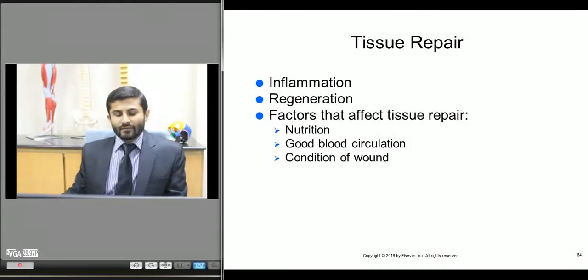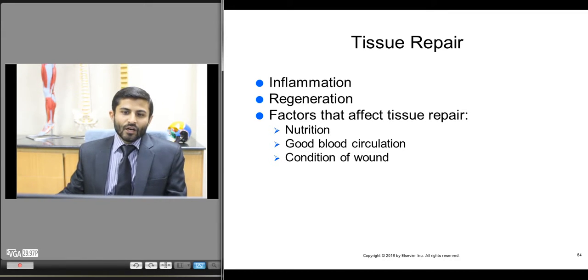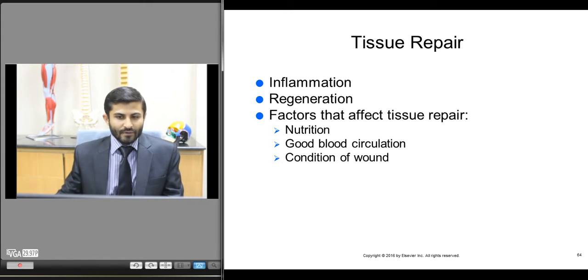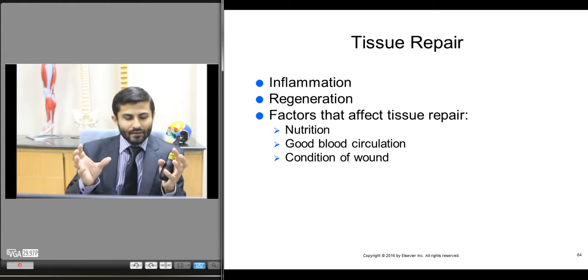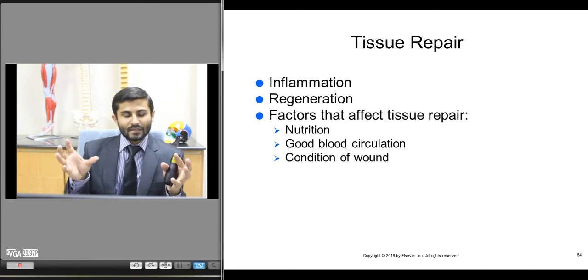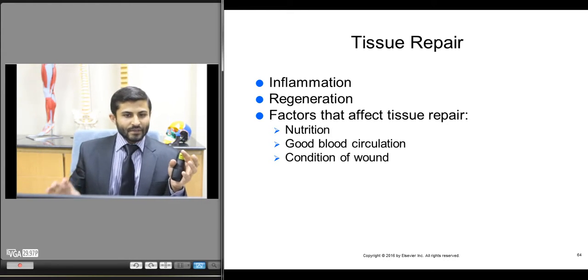Talking about tissue repair, there are a few terms that you should know: inflammation, regeneration, and the factors that affect tissue repair, like nutrition, good blood circulation, and condition of the wound. These are very basic and integral concepts, and one can understand them very easily. For example, if you want to construct a building, you need building material: bricks, cement, water, sand, and the rest of the stuff. It is very similar in the body also.